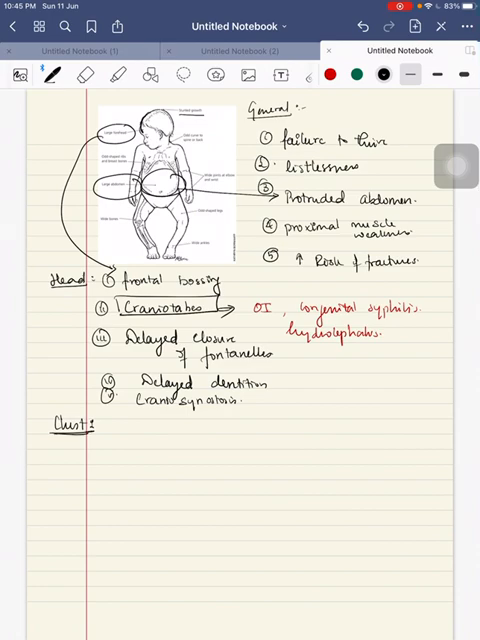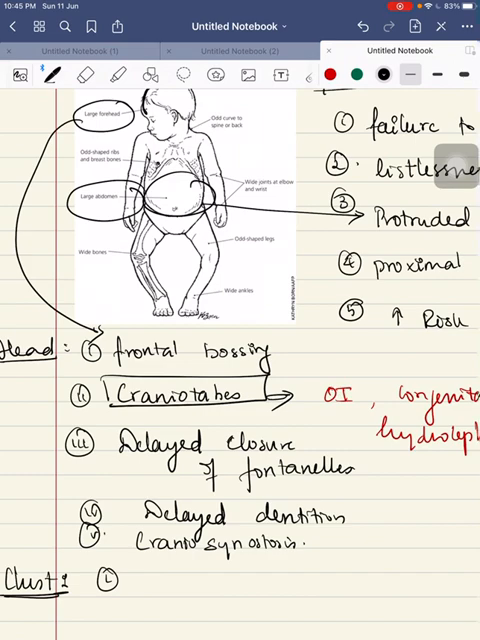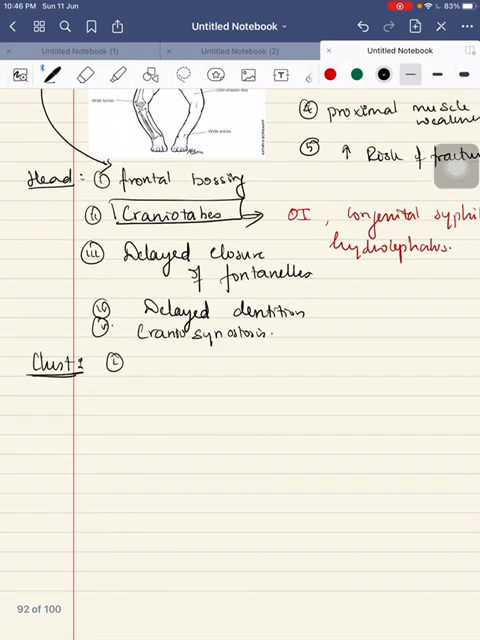In the chest region, the child can have beading in the ribs. Okay, so this beading in the rib bones is called rachitic rosary. That is beading of costochondral junction.